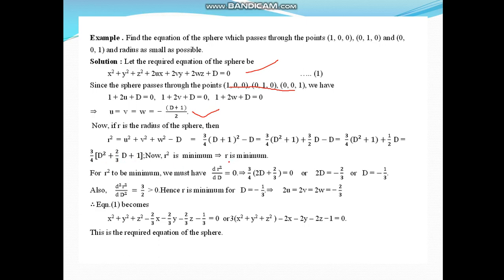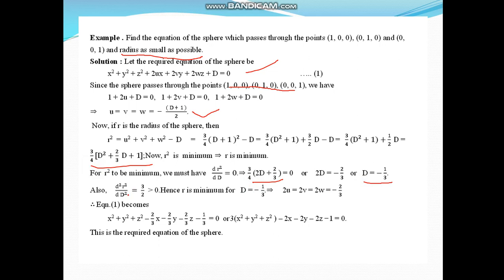Now r is minimum, so r square is also minimum. For r square to be minimum, the problem says the radius is as small as possible. So r is minimum means r square is also minimum. And by the property of maxima and minima, as you learned in your previous classes, the derivative of this r square with respect to d will be 0. So let us find the derivative of r square with respect to d, equal to 0. So d will be equal to this.